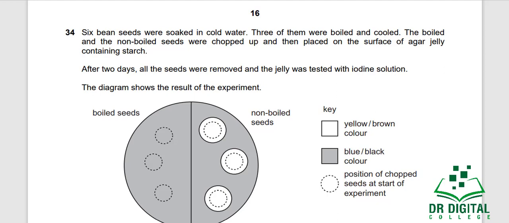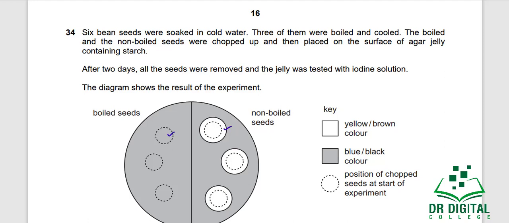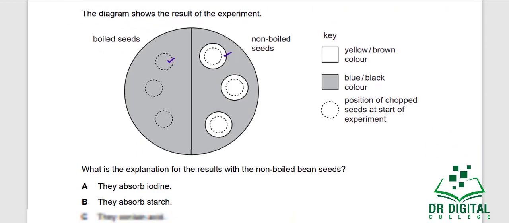Okay, so white area is showing the yellow parts where the starch is digested, while gray area is indicating that it is blue-black, that starch is not digested. Position of the chopped seeds at the start of experiment, all these circles are. On the left hand side there are boiled seeds, nowhere starch is digested. On the right hand side non-boiled seeds are there, so everywhere starch is digested. Now let's see what's the question.